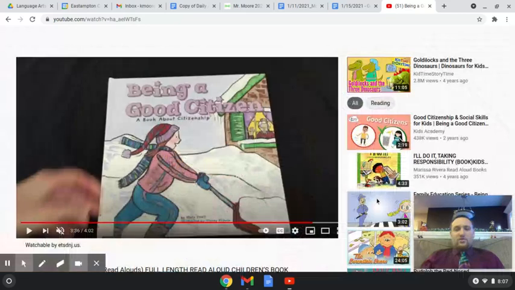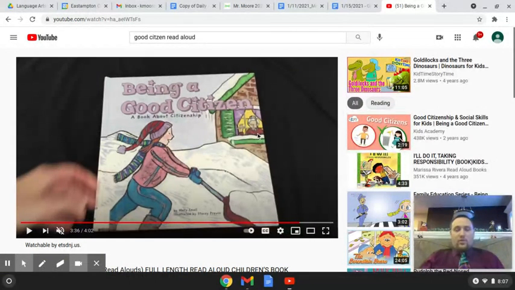So, just this girl on the front helping somebody that's a little older that may not be able to shovel, that's being a good citizen. There are little things you guys can do to help out around your community and to make this world a better place.